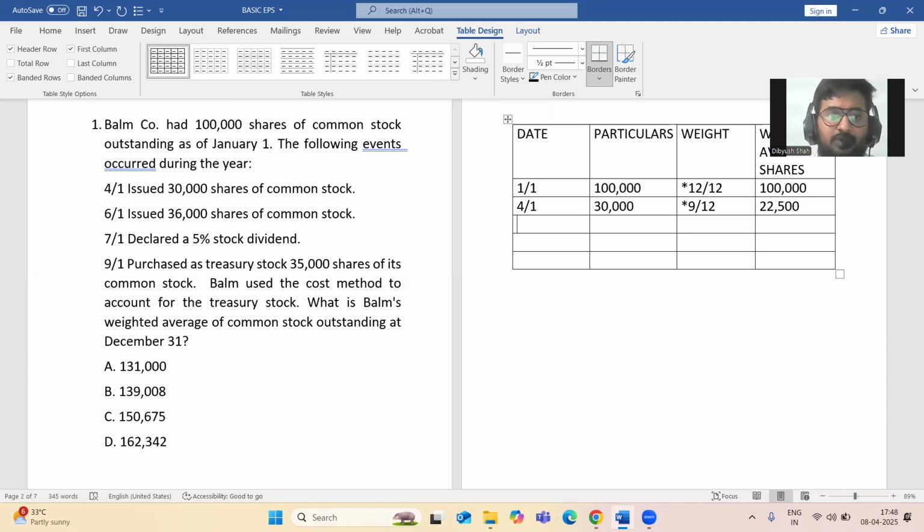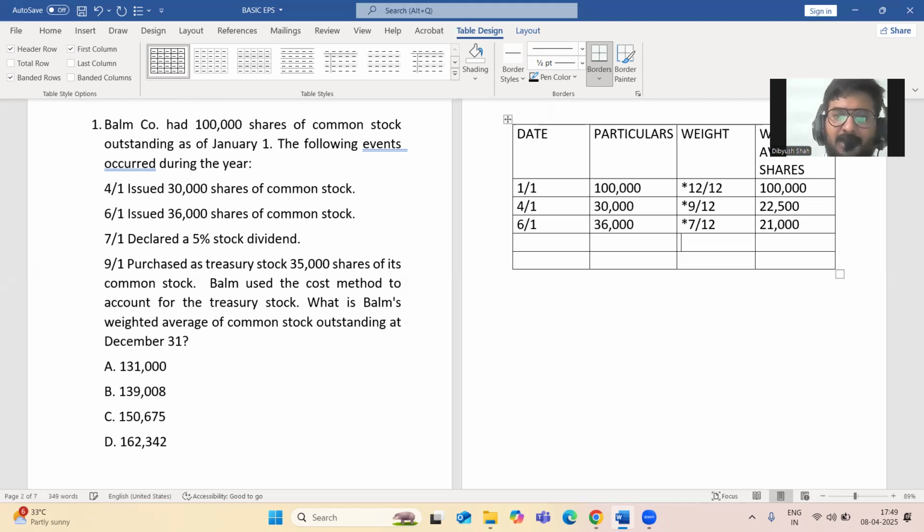On 1st of July, or June, sorry, 1st of June, they issued 36,000 shares further. So these were outstanding for June, July, August, September, October, November, December. 7 out of the 12 months. So the company would have had an opportunity to make money on these shares only for 7 months. So the weight will accordingly be 7 by 12, which is 21,000.